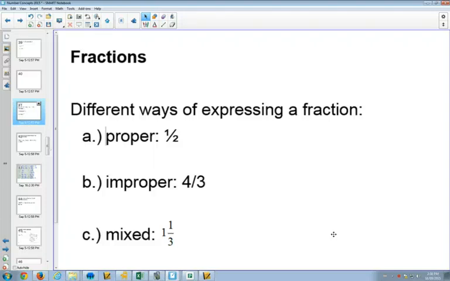All right. So we're going to do some fraction stuff. When you write fractions, there are 3 different ways you can write fractions. The worksheet that we were just doing, when we were changing those decimals to fractions, we were writing them as mixed fractions. A mixed fraction has a whole number and a fraction. So this would be 1 and 1/3. There's also proper and improper fractions.